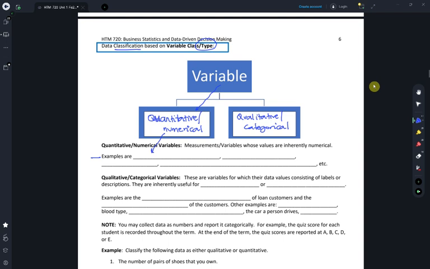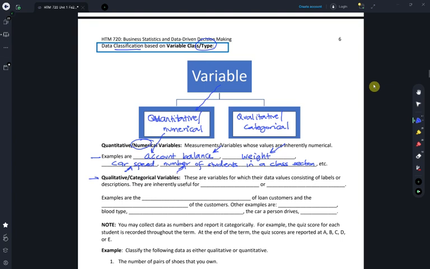Examples of numerical variables would be account balance, weight, car speed, number of students in a class section, and so on and so forth. Take note that the values we record for each of these variables would necessarily be numbers.